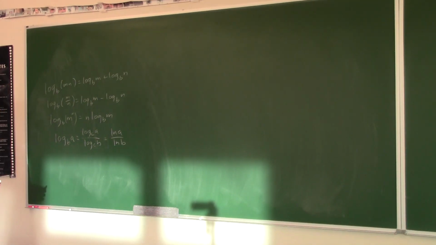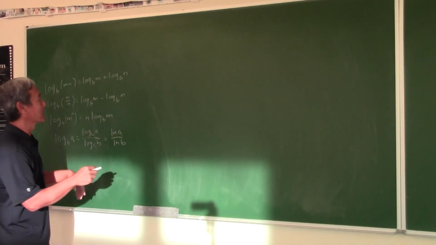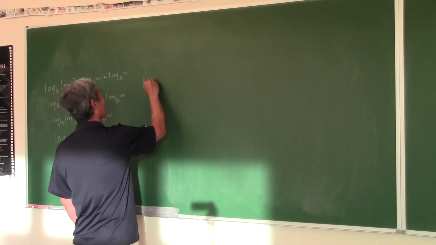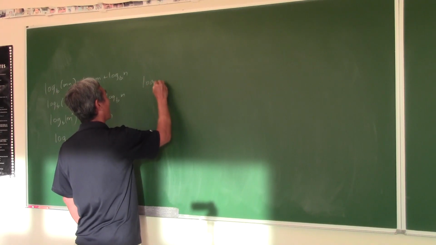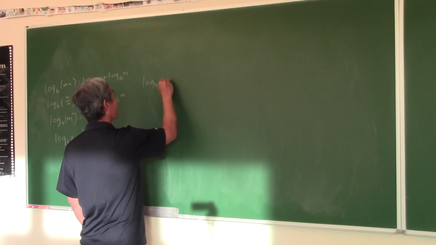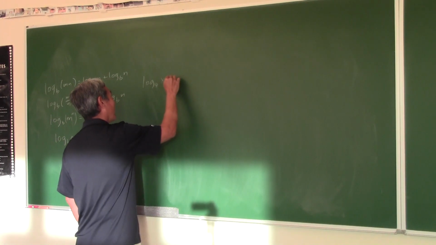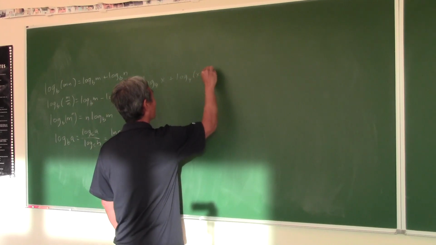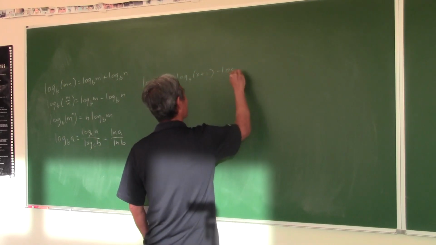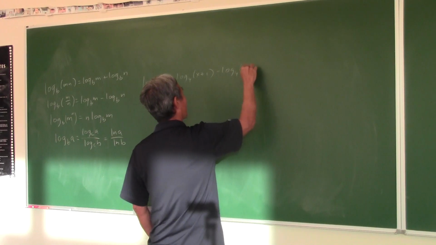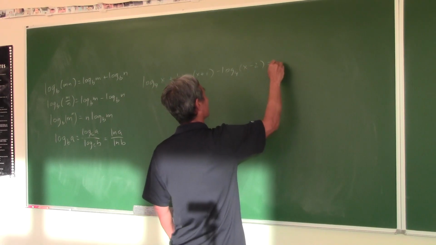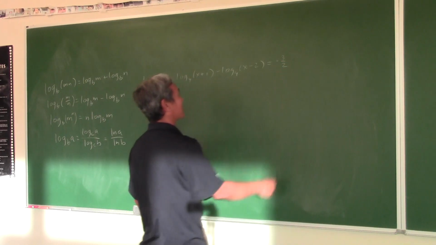Now in this chapter, you're going to be solving equations. Okay, let's take a look at one. Let me make up one here. Log base 4 of x plus log base 4 of x plus 1 minus log base 4 of x plus 2. No! Minus 2 is equal to negative 3 halves. How about something like that?